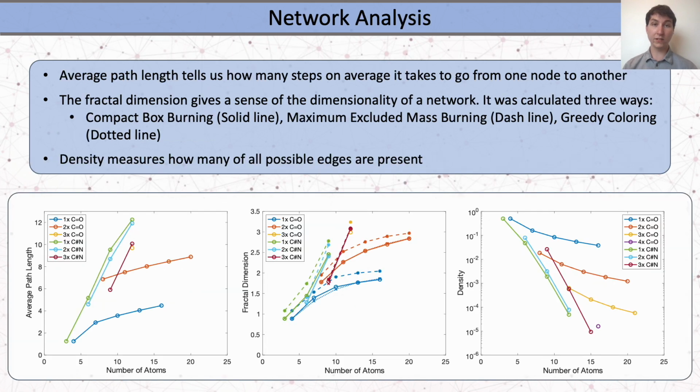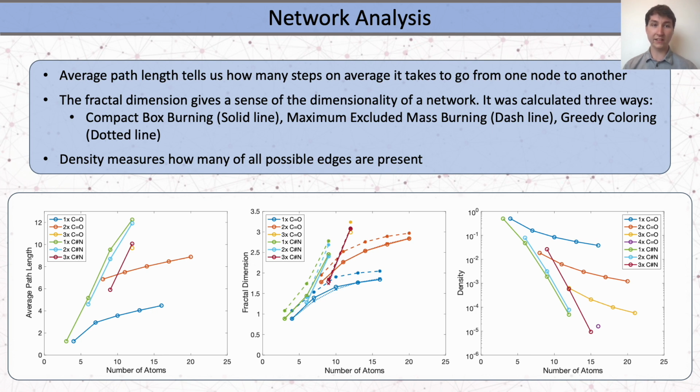We can also do a little analysis on our networks. So the first thing that we can look at is the average path length, which tells us how many steps on average it takes to go from one node to another, or in our case, what we're interested in, one molecule to another. And we can see as the network grows, the number of steps it takes also grows.